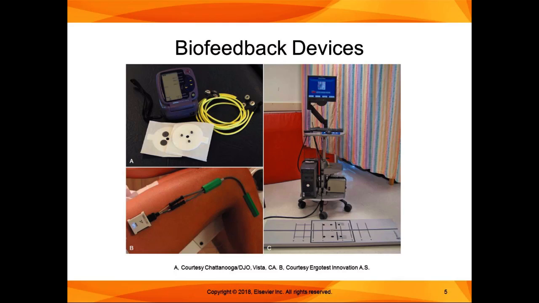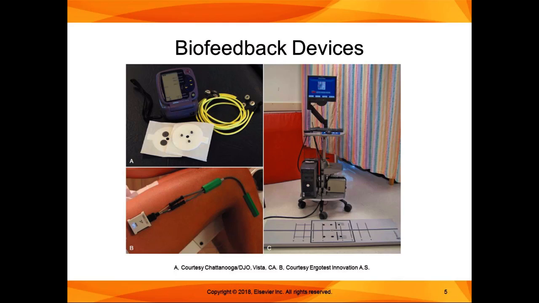These are just some visuals from the book, examples of biofeedback devices. In A, it's a little portable device about the size of a TENS unit, and what you do is you set the level of sensitivity, and you put the electrodes on the muscle, and it gives them visual and auditory feedback of when they are contracting that muscle correctly. Picture B is showing the application on the patient.